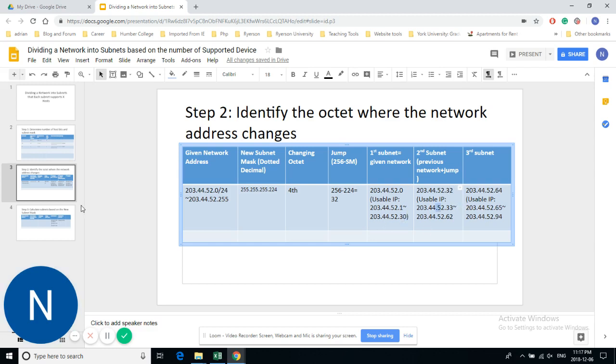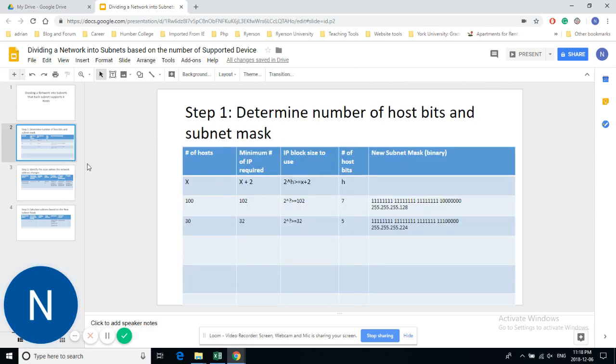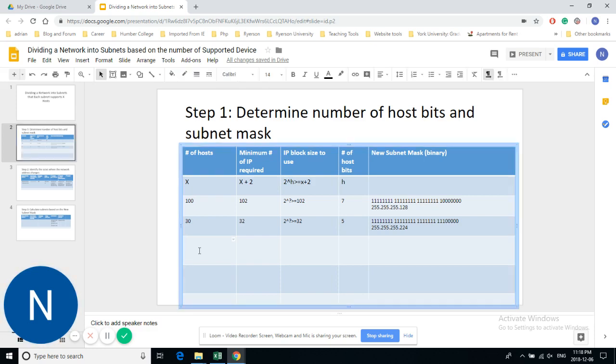Similarly, we have this example. I'm going to take a few other examples. Let's take a look at what if you need to divide your network into subnets that support 500 hosts. Again, you need at least 502 IP addresses.